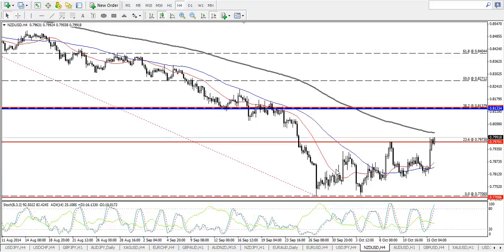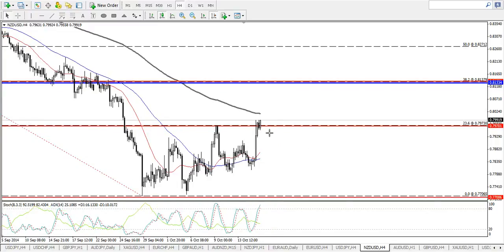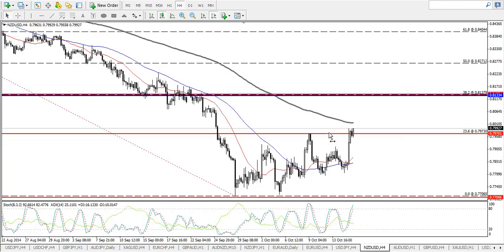And next we're going to look at the New Zealand dollar against the US dollar. Similarly, it has retraced, gained further as well. Now we can see that it has broken above the previous high in the minor trend, above the Fibonacci retracement level of 23.6 at the price of 0.7973.